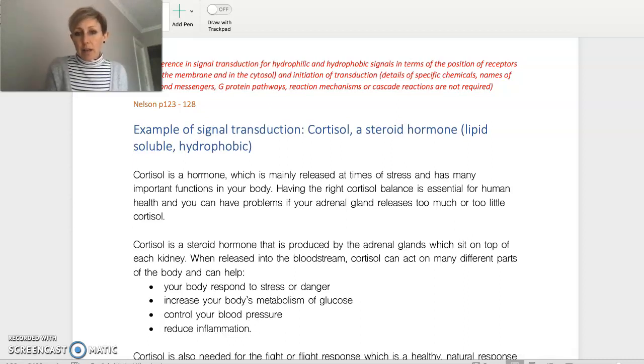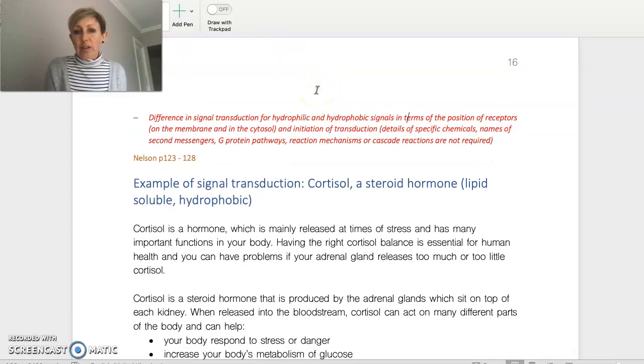I'm going to start at the top, so you need the Cellular Signals book. We're on page 16. We're just going to look at the study design. In VCAA's words, it says that you need to know the difference in signal transduction for hydrophilic and for hydrophobic signals. And you need to know the difference in terms of the position of the receptor, whether that is in the membrane or in the cytosol, and the initiation of transduction.